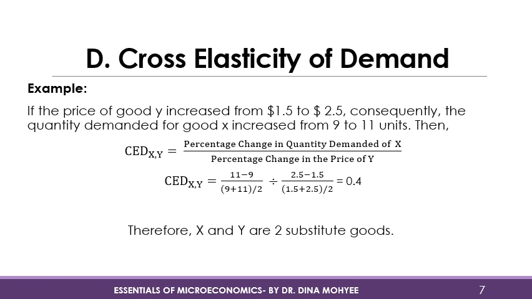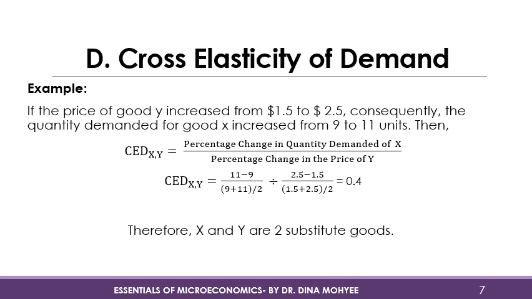The percentage change in the quantity demanded of X is calculated as the new quantity, which is equal to 11, minus the old quantity, which is equal to 9, divided by the average, 9 plus 11 divided by 2. We divide this term by the percentage change in the price of Y, which is equal to the new price, 2.5, minus the old price, which is equal to 1.5, divided by the average of the two prices, 1.5 plus 2.5 divided by 2. Here the cross elasticity of demand is equal to 0.4.